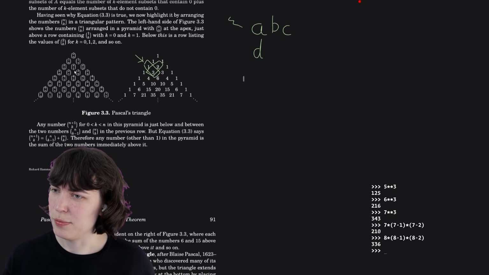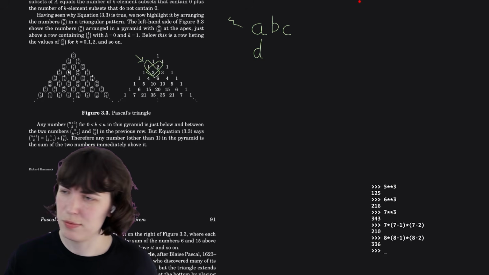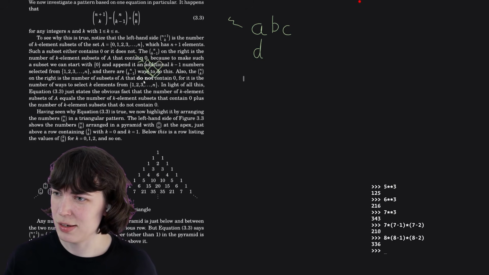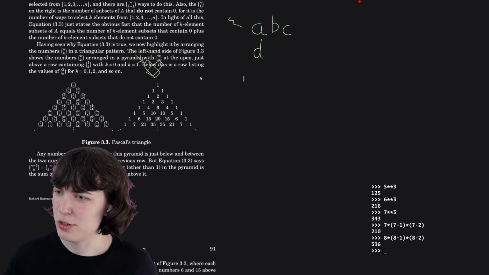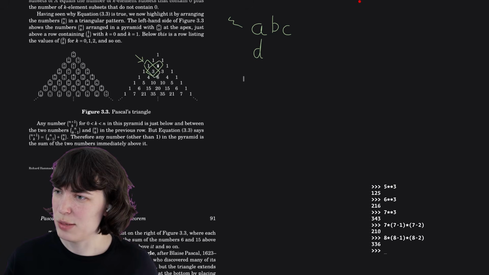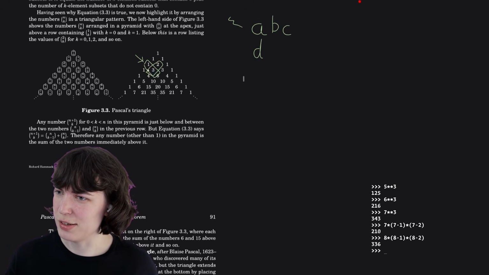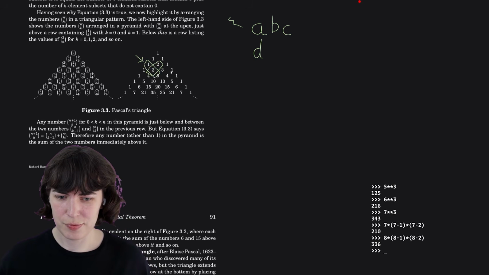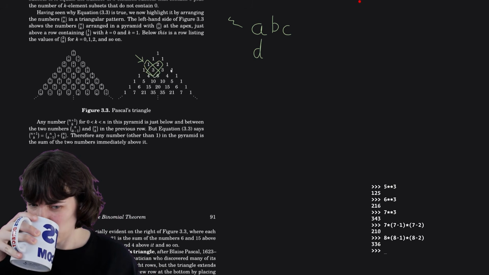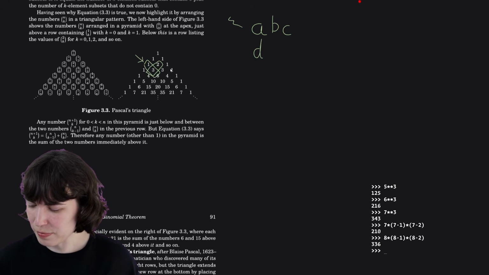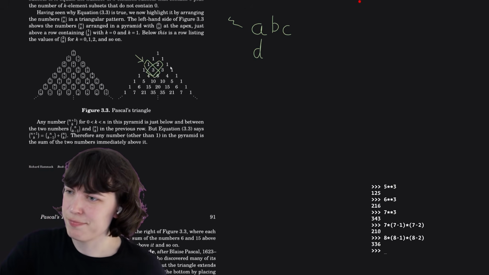Yeah, so, I'll keep saying so until it makes sense. So n choose k on the right is the number of subsets of A that do not contain 0. So this is the number of ones that don't contain 0, and this is the number of ones that do contain 0, I guess. Okay.